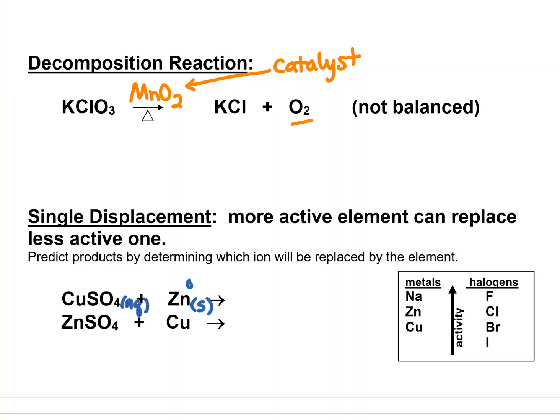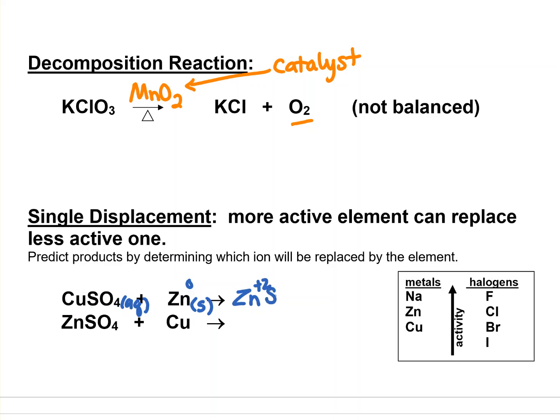So to start predicting the products, what I do is I see the element, what type of ion does that form? And zinc forms a +2 ion. That's its common ion. And so then I can look at this compound, the ionic compound, and I know which ion it's going to replace. It's going to replace the positive one.